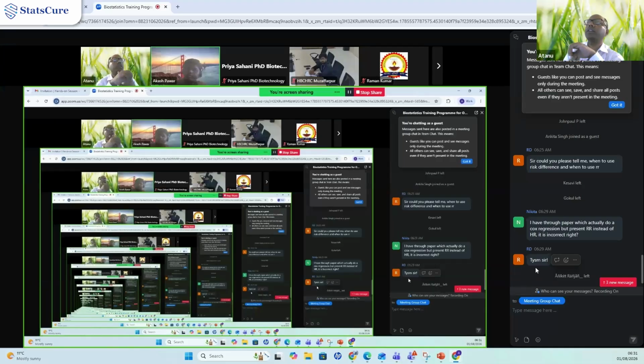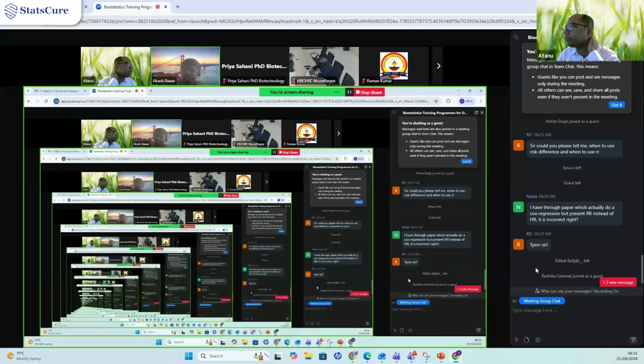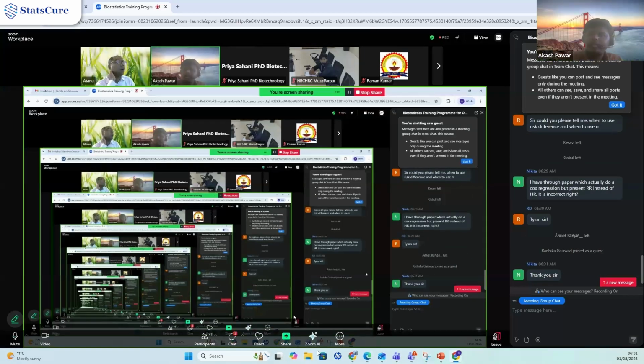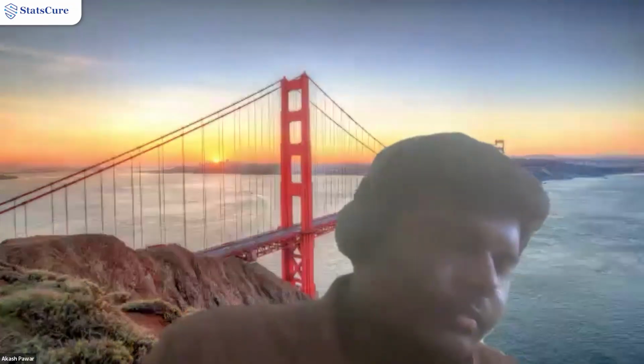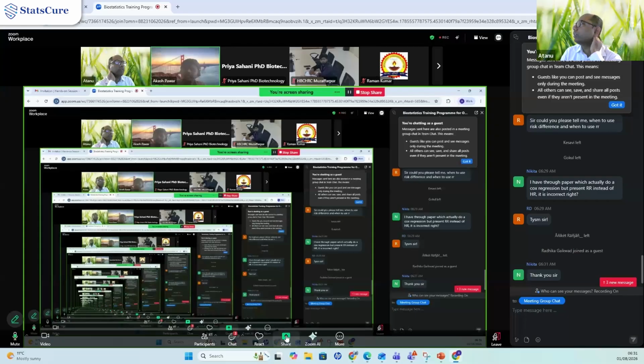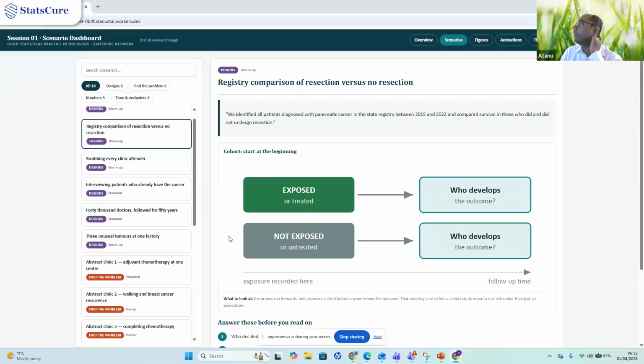Okay, so could you go with the next dashboard one? Yes, sir. So that link we have seen earlier, there is a dashboard, and we will see some question and answer sort of things. So let's say registry comparison of resection versus no resection. We identify all patients diagnosed with pancreatic cancer in the state registry between 2015 to 2022 and compare survival in those who did and didn't undergo resection.